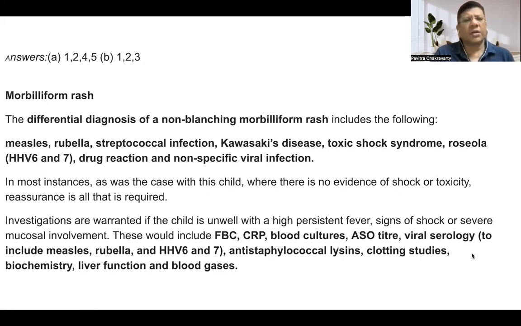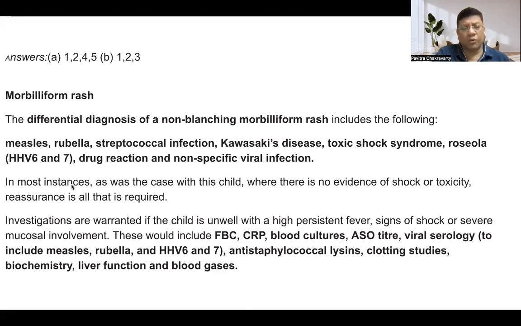Very straightforward answer. So it's a morbilliform rash. Now, morbilliform differential diagnosis. Basically, they want to see whether you know the differential diagnosis of a non-blanching morbilliform rash. So what is the differential diagnosis? Measles, rubella, streptococcal infection, Kawasaki's, toxic shock syndrome, roseola, which is a very mild illness, drug reaction, and non-specific viral. This is what you need to know. That's all they're testing for really. Measles, rubella, streptococcal, Kawasaki's, toxic shock, roseola, drug reaction, non-specific viral. This is very much need to know.